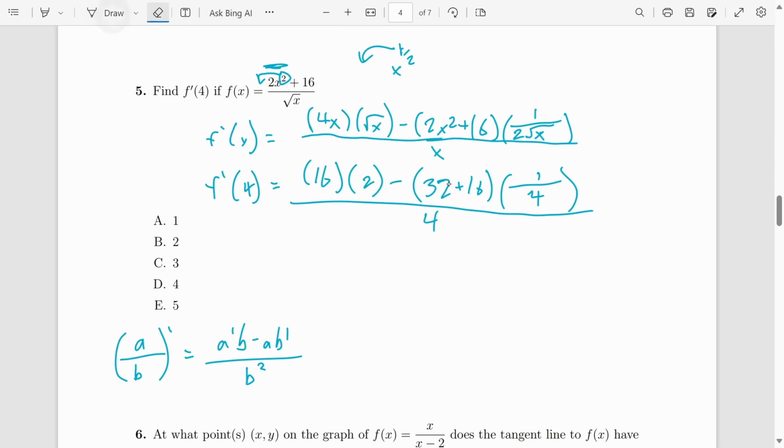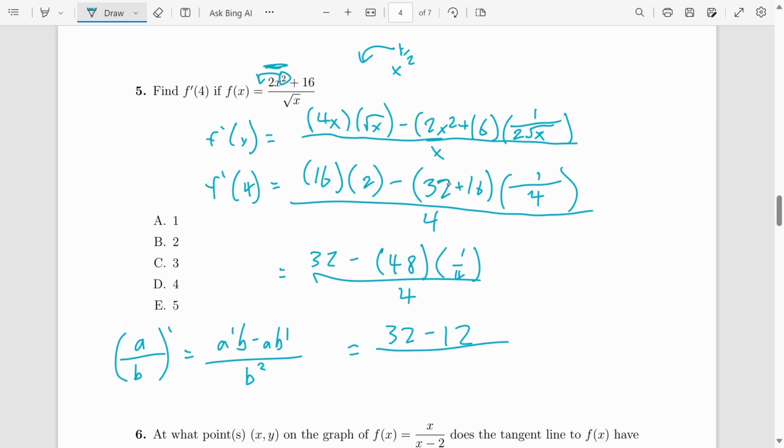Let me make more room for this. 32 minus, so this will be 32 plus 16 is 48 times a fourth, all over 4. Now this is 32 minus, so 48 divided by 4 is 12, I think, all divided by 4. And now this equals 32 minus 12 is 20 divided by 4, which equals 5. That's the answer.